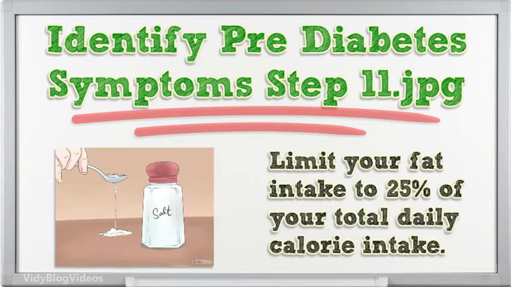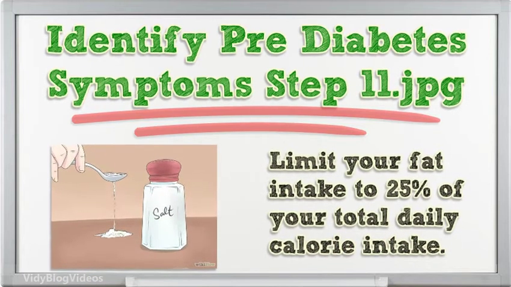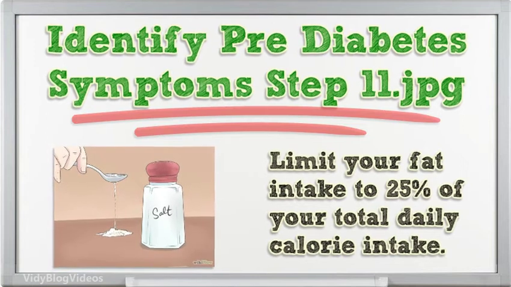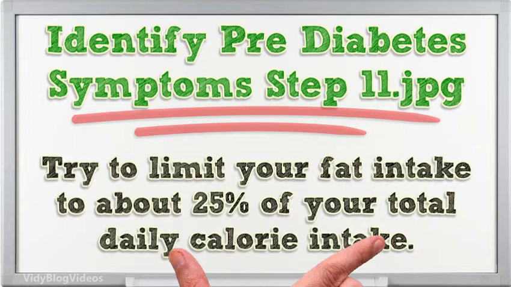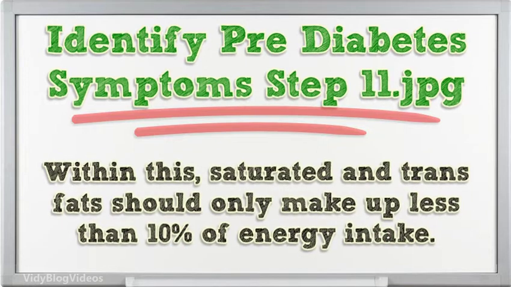Limit your fat intake to 25% of your total daily calorie intake. Try to limit your fat intake to about 25% of your total daily calorie intake. Within this, saturated and trans fats should only make up less than 10% of energy intake.